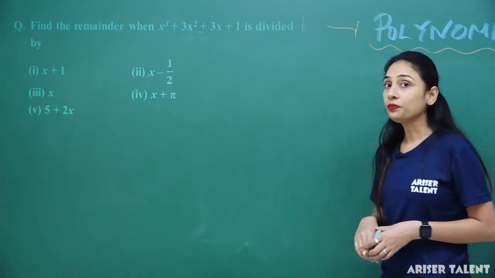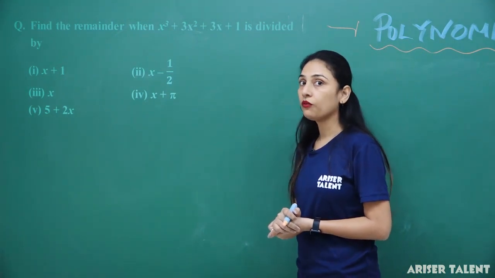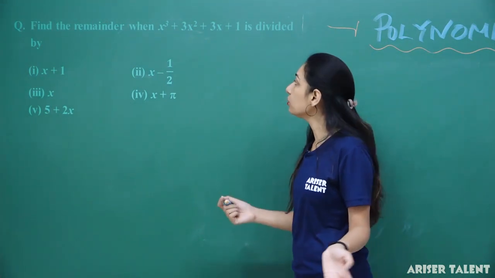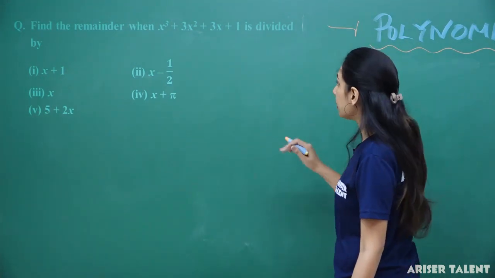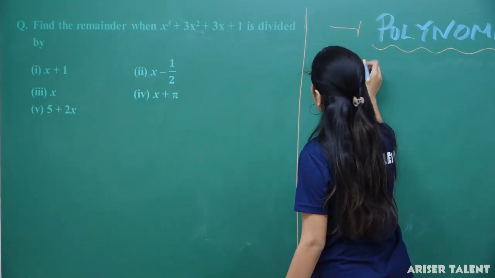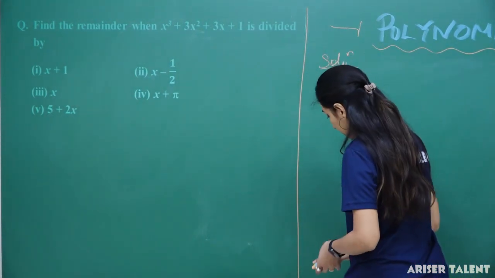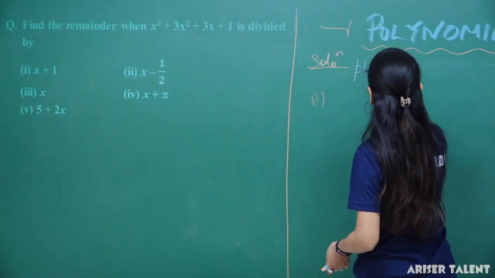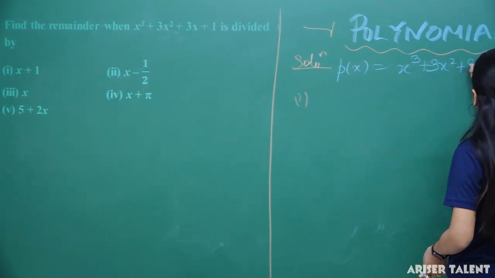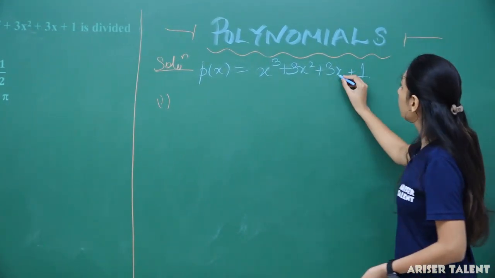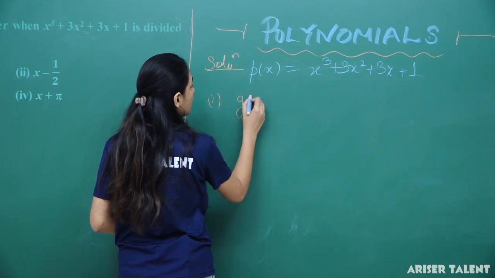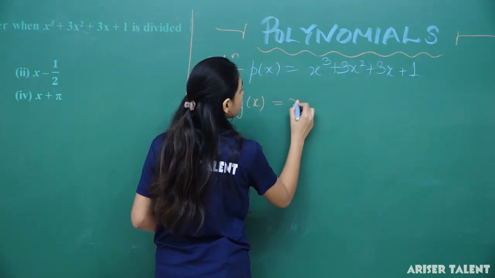Okay. So you have to find the remainder. Whether it's 0, whether it's some x or 3x or whatever it is, you have to find it. Now the dividend is given, that means you are provided with p(x), and that is equal to x cube plus 3x square plus 3x plus 1. This is your dividend, p(x). Now g(x) is given; in the first case g(x) is x plus 1.